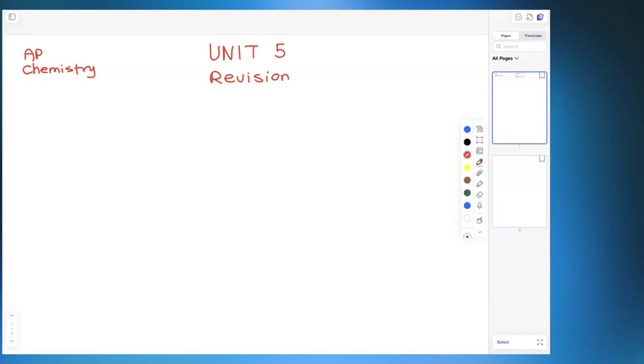Just start recording. We'll try to summarize all the important laws and rules that we are using in Unit 5 in the kinetics, and then we'll start solving some questions, inshallah.